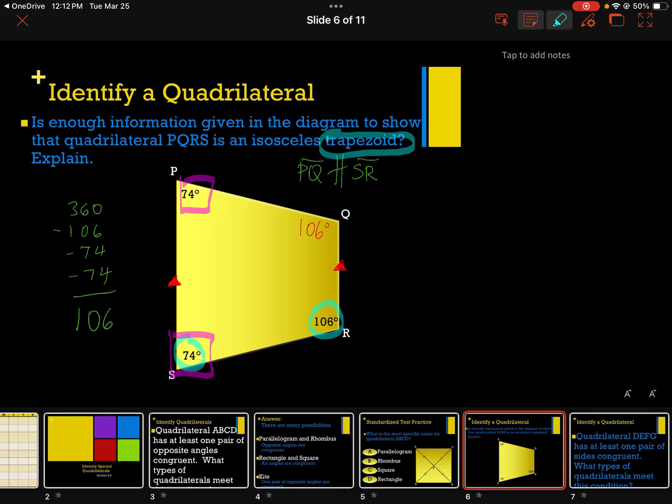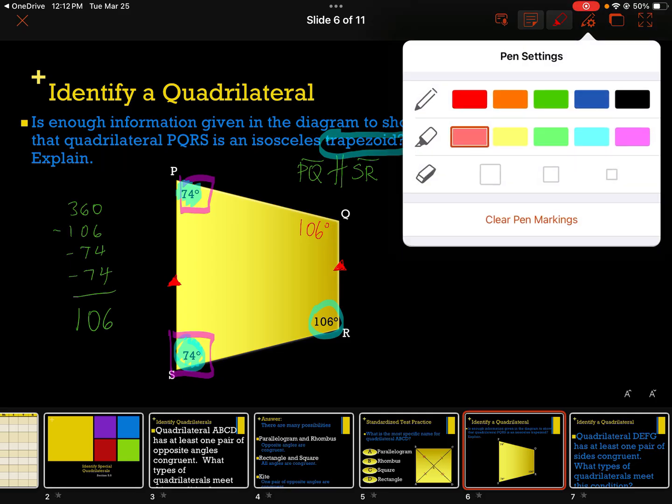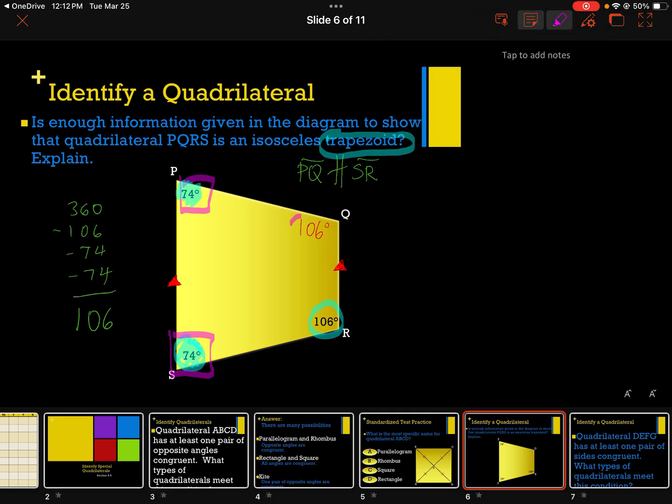Now, is there any way to prove that it's isosceles? Yeah, for sure. Look at your base angles. Are your base angles the same? Remember, we have acute base angles, and we also have obtuse base angles. Do they match? Yeah, they do. That's how you know it's an isosceles trapezoid.